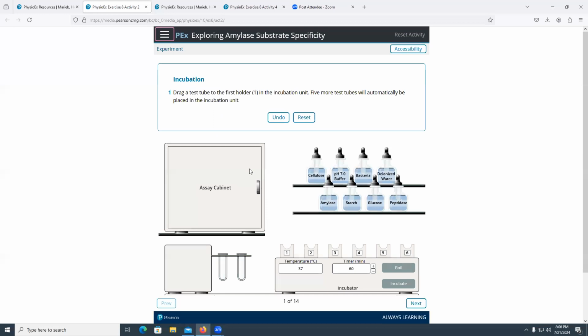Okay, submit that. Now what we're going to do is drag a test tube onto the incubator, and we're going to put different solutions to test.